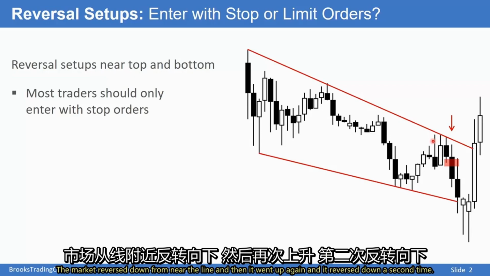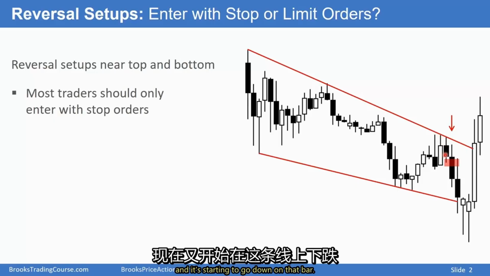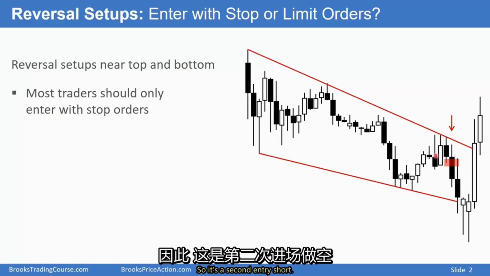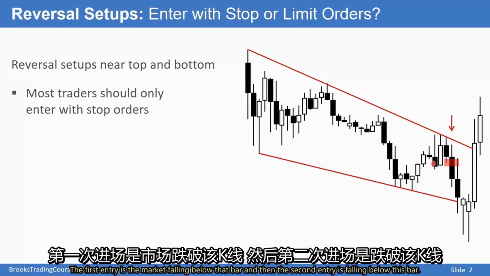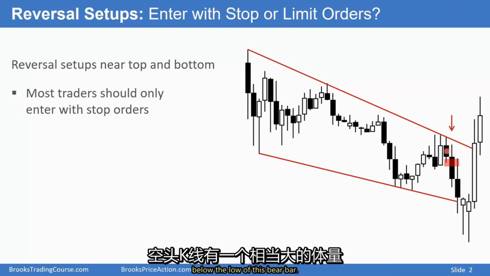The market reversed down from near the line, and then it went up again and it reversed down a second time. So it's a micro double top. The market went up and down on this bar and then up on this bar, and it's starting to go down on that bar. So it's a second entry short. The first entry is the market falling below that bar, and then the second entry is falling below this bar. Traders should be looking to sell on a stop below the low of this bear bar.